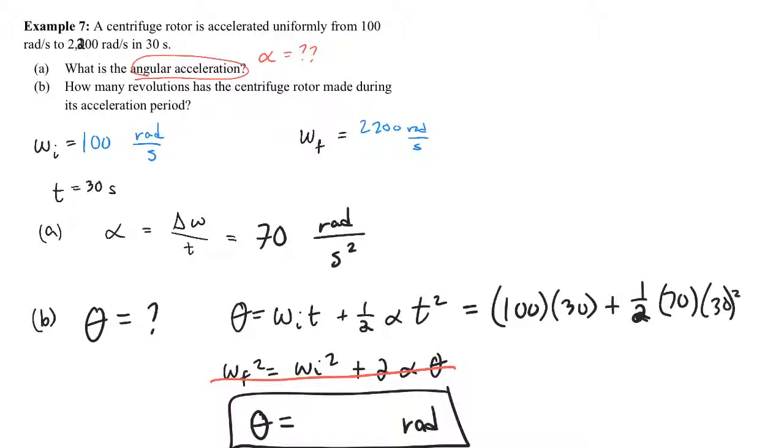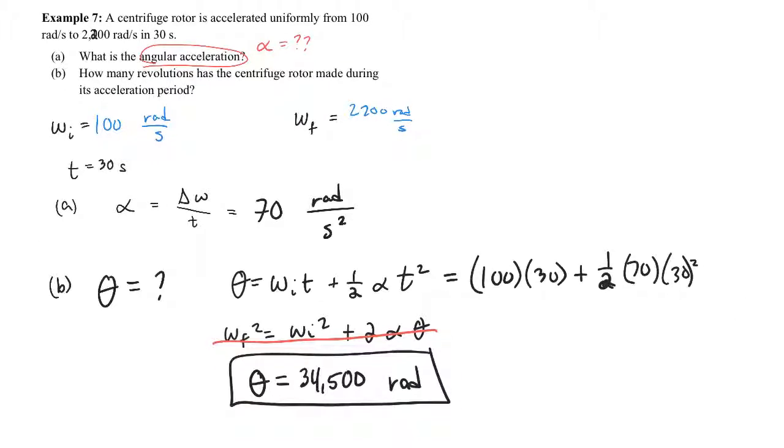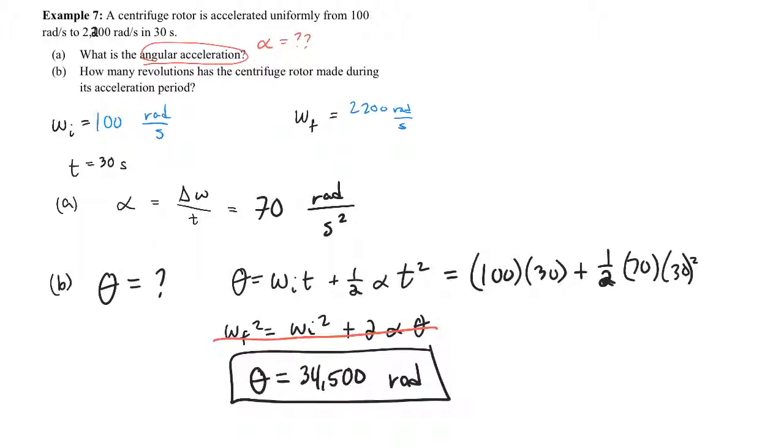34,500? I must have made a typo on mine, my bad. For sure, right? Okay, let me jot that down. So that's how many radians we've elapsed, right? But we want to know how many rotations, not degrees. So to go to degrees next doesn't make sense, because then we'd have to go to rotations after that, right? So let's convert this.